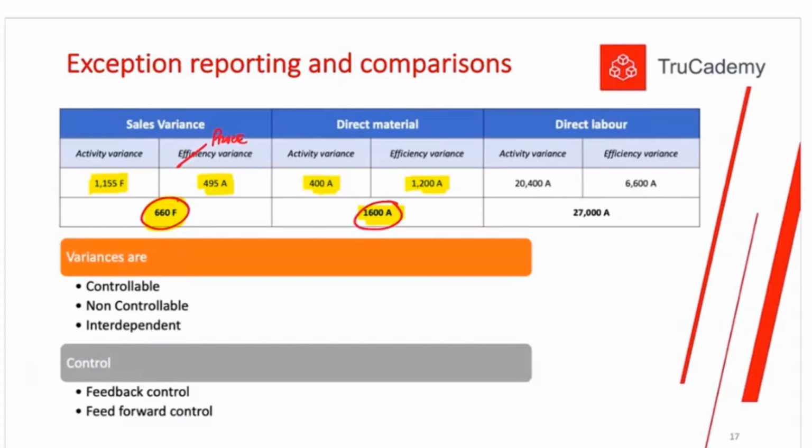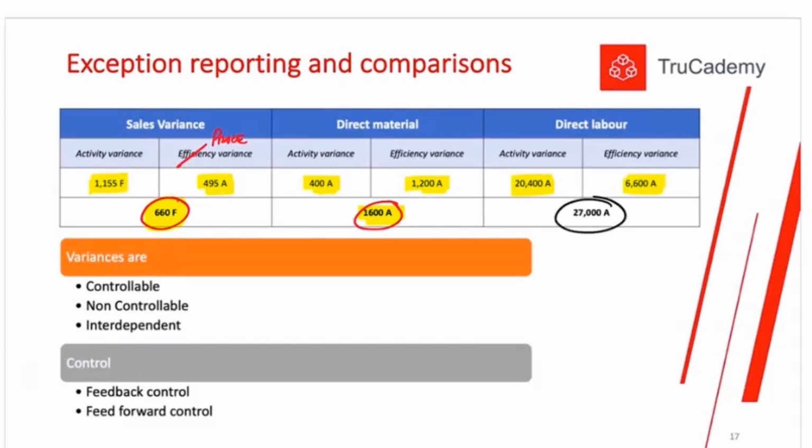It's bad. And then if we further go to the labor variance, in activity there's an adverse variance of 20,400. Labor works so much more as compared to the budgeted. And at the same time, the efficiency or the price or the cost that we need to pay to the labor is also 6,600 adverse. And see, for direct labor variance, the situation gets even worse with 27,000 adverse, very big.